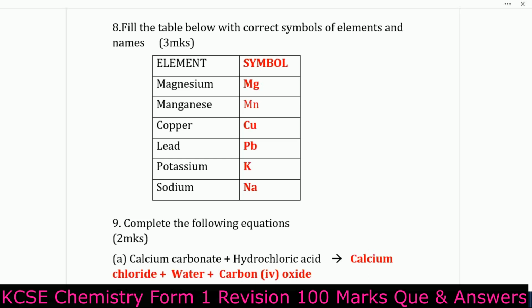Magnesium, you can see the symbol. Manganese, symbol is there. Copper, capital C and U. Lead is capital P and small b. Potassium, K, capital. Then sodium is capital N and small a. You can see them there properly.